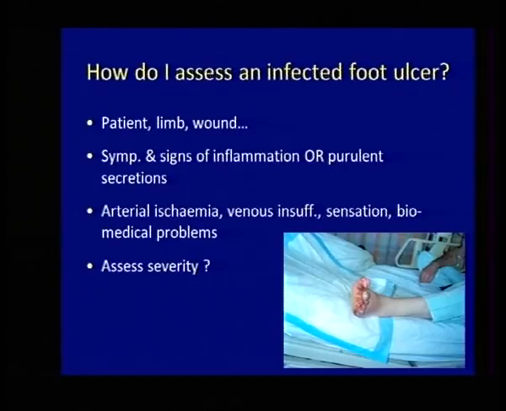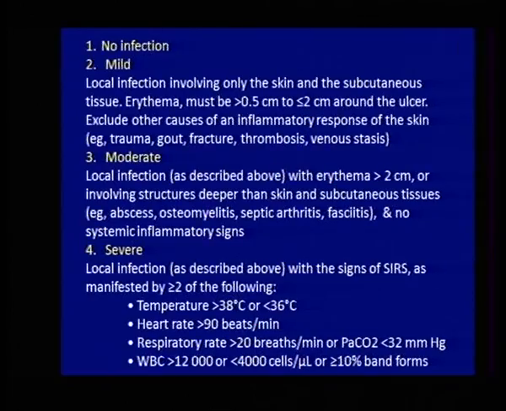So how do you decide how serious the infection is? This can be categorized into a mild infection, a moderate infection, or a severe infection. When you look at a mild infection, this refers to only a local infection involving the skin and the subcutaneous tissue with an erythema which is very limited around the wound, probably between 0.5 to 2 centimeters around the ulcer, and with no other evidence of systemic inflammatory response. And when I say systemic inflammatory response, I refer to a fever, a heart rate of over 90 beats per minute, tachypnea, and probably either leukopenia or leukocytosis.